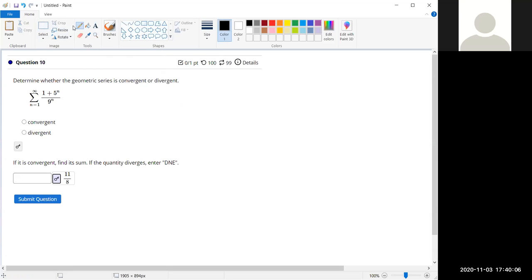Yeah. No, so when I broke it apart into sigma 1 over 9 to the power of n plus summation of 7 over 9 to the power of n. And since both of those parts are convergent, I was able to say that it's convergent. Okay, so yeah, this one's the same.